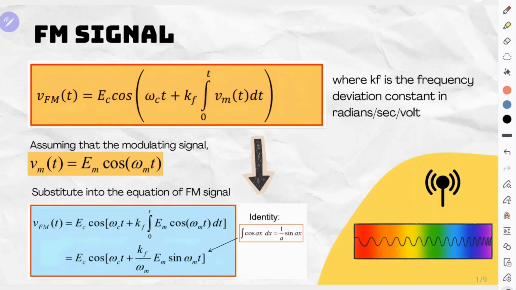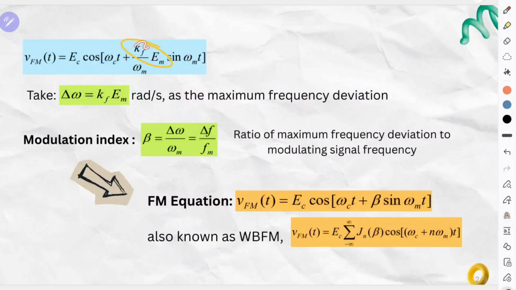First, this is the equation of the FM signal, where Kf is the frequency deviation constant in radians per second per volt. Assuming the modulating signal Vm(t) is as the equation shown here, when we substitute the modulating signal into the equation, we get a more practical form of the FM signal, which is the equation shown here. From this, we can define the maximum frequency deviation, usually written as delta omega, which represents how far the instantaneous frequency moves away from the carrier.